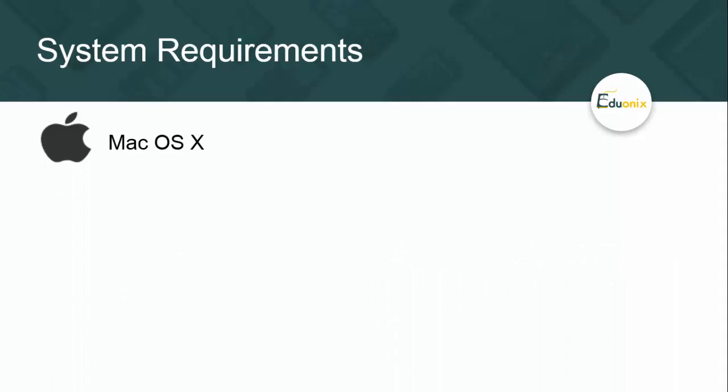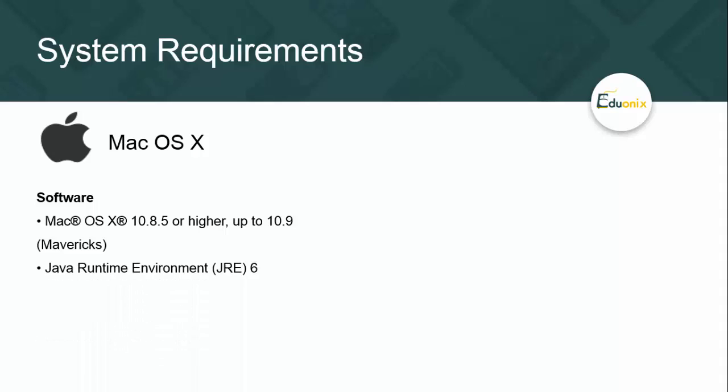If you're developing on the Mac operating system, you will have both software and hardware requirements. For software, it is recommended to use Mac OS X version 10.8.5 or higher. The latest version is 10.9 Mavericks. You will also need to install the Java Runtime Environment version 6 and the Java Development Kit version 7.